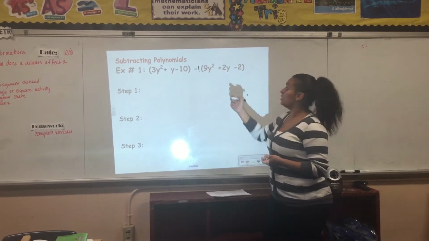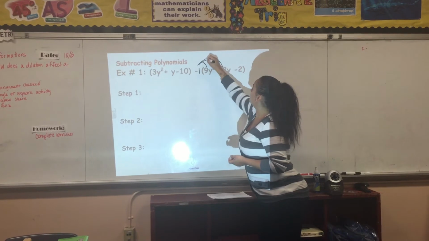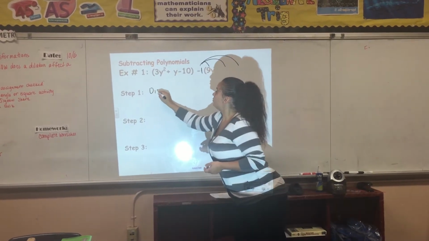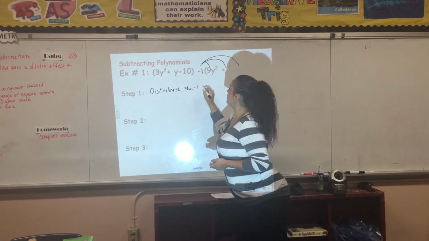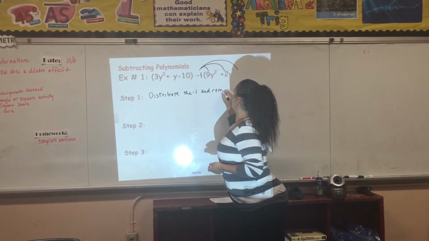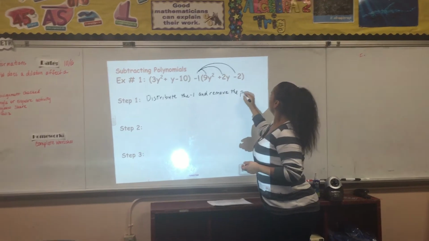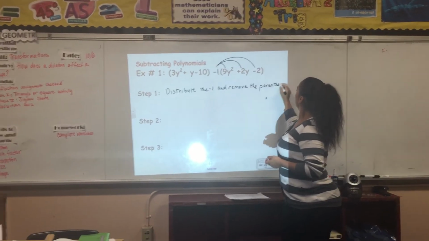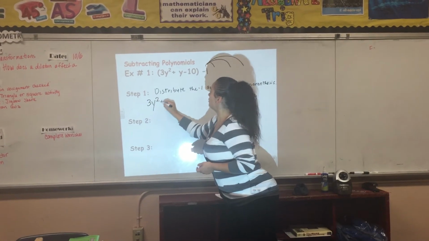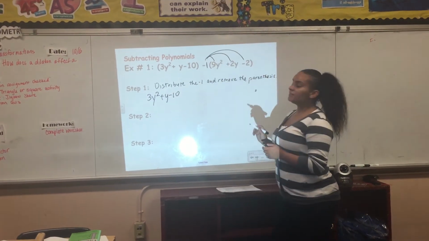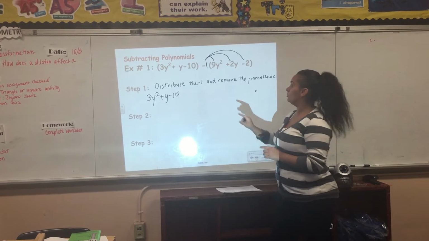The first step is distribute the negative 1. So you're going to distribute the negative 1 and remove parentheses. So let's rewrite this, 3y squared plus y minus 10. Now let's see how this negative 1 affects the polynomial.